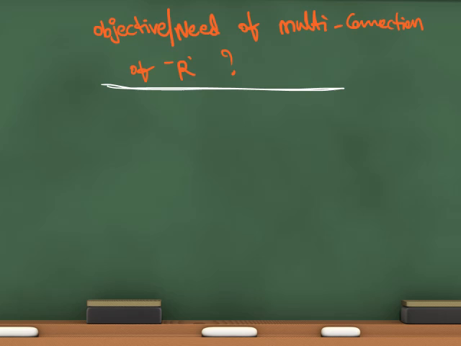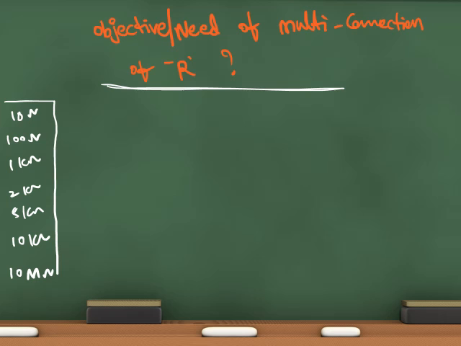Why? Because the commercially available resistors will be like 10 ohms, 100 ohms, 1 kilo ohm, 2 kilo ohm, 5 kilo ohm, 10 kilo ohm, 10 mega ohm. The available resistors will be in this range only. But if I want 20 ohms, how can I get it? I have to utilize these available resistances only. So if I want a resistance which is not available commercially, I have to connect more than one resistor to make it as per my choice.